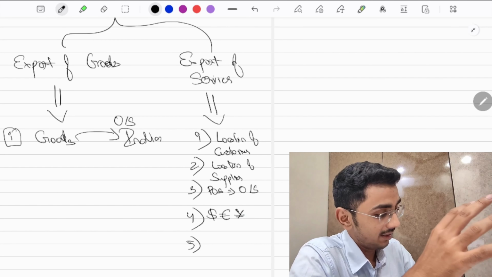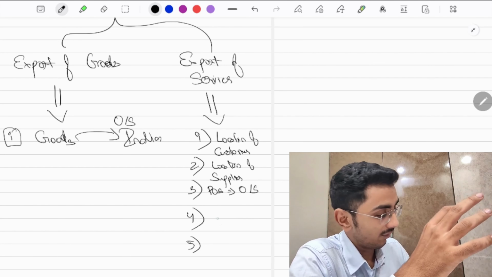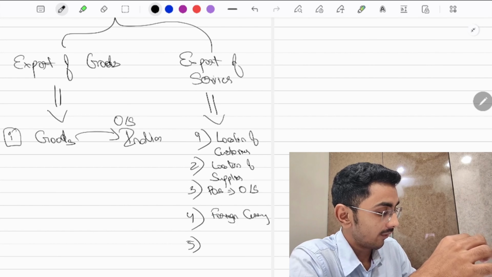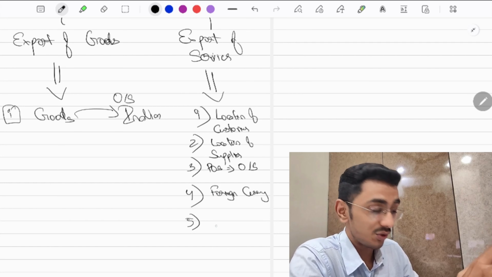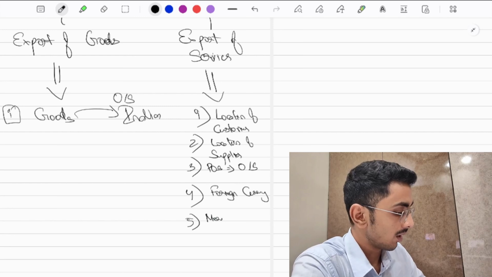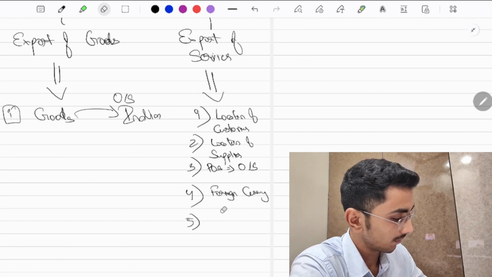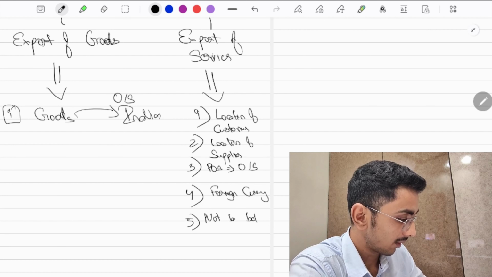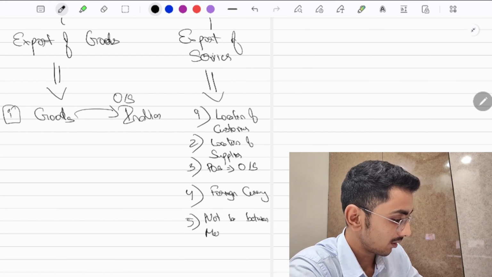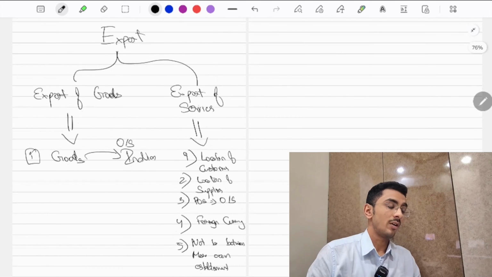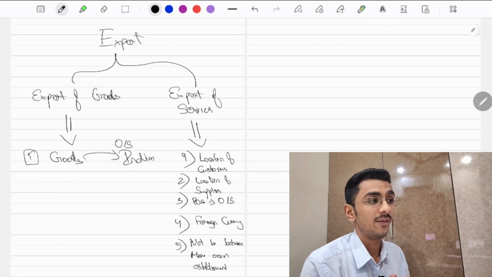Now, in a simple nutshell, the amount you should receive, you should compulsorily receive in foreign currency. And the fifth part is very crucial. It should not be between, it should not be, the transaction should not be between mere own establishment.